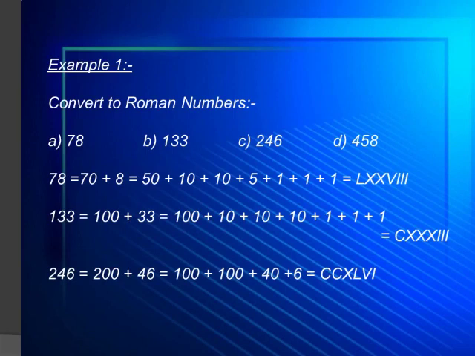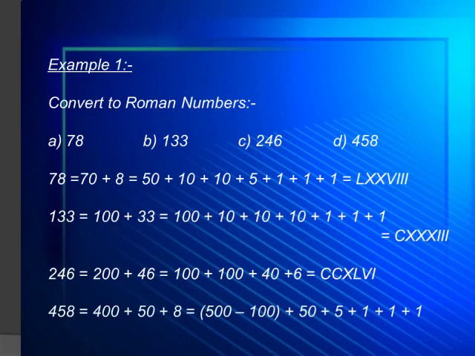Take the next sum, 458. How do you break up this number? 400 plus 50 plus 8. So 400, how do you write? You cannot write 100 plus 100 plus 100 plus 100, because you cannot repeat a particular letter more than 3 times. So 500 minus 100, then plus 50 plus 5 plus 1 plus 1 plus 1.